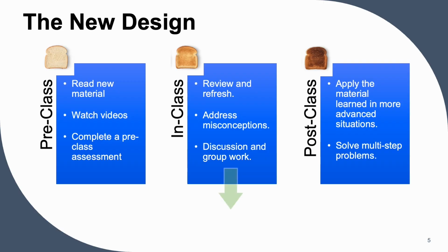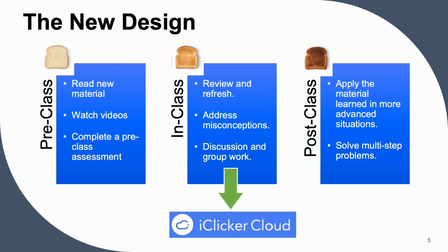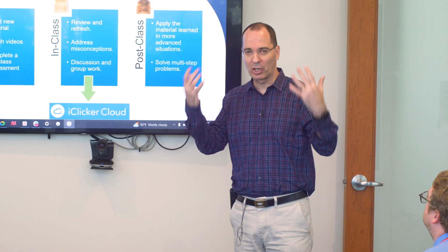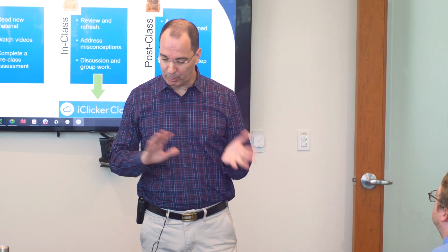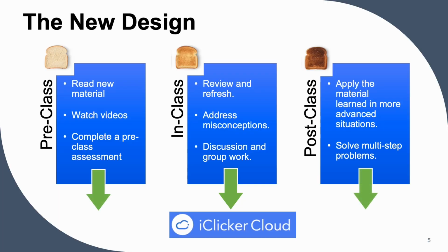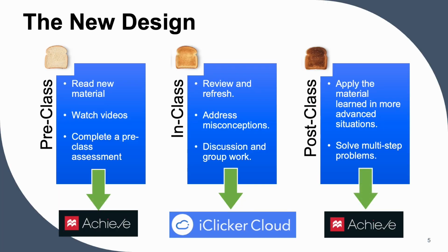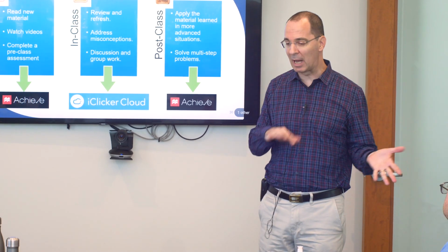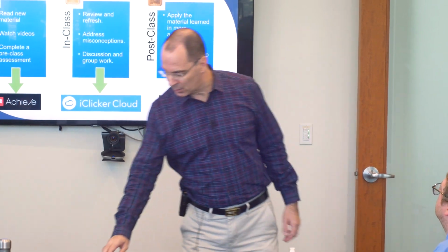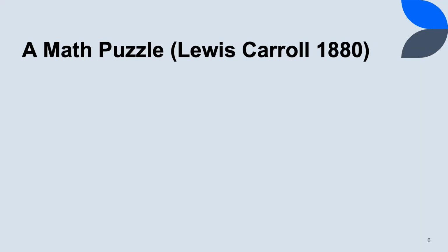And so we have decided, after checking a bunch of options, to use iClicker Cloud for quick review questions at the beginning of class to refresh your memory and start thinking about new concepts and possibly misconceptions. And then for the pre and the post-class work, we decided to use Achieve, which is something new that we implemented only this past year because I was not very happy with the previous system that we had. So maybe just to give you an example, do you wanna work on a math question?